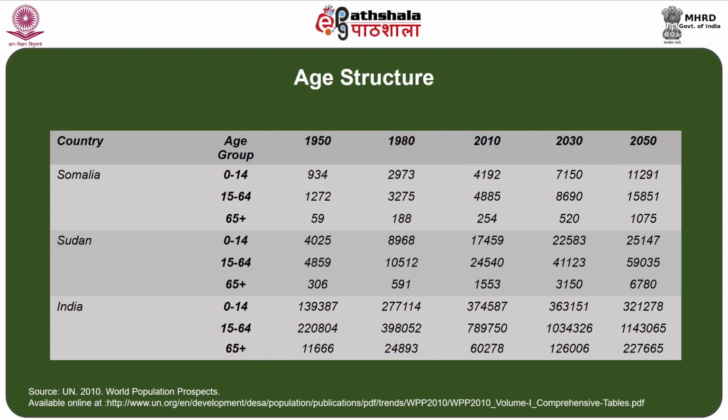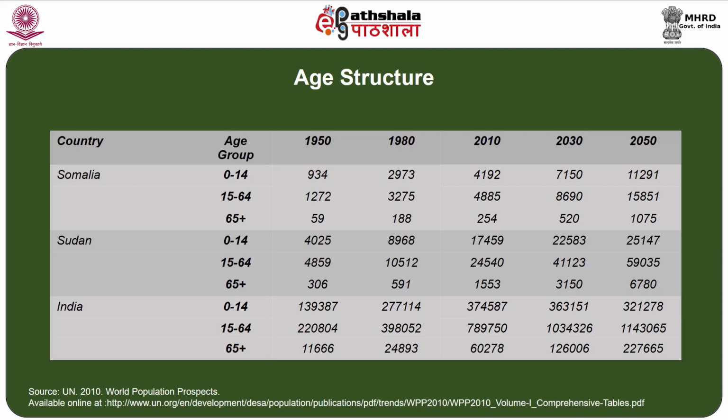In India, in 1950, the figures for the different age groups were 139,387 in the 0 to 14 age group, 220,804 in the middle age group, and 11,666 for the 65 plus age group. In 2010, we see that the figures increase to 374,587 in the 0 to 14 years group, 789,750 in the 15 to 64 years group, and 24,893 for the older age group.